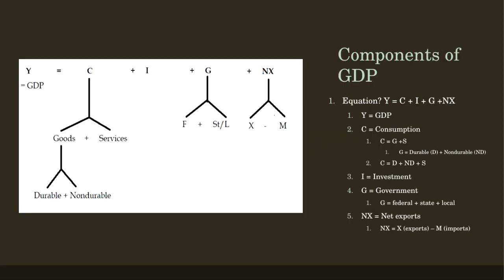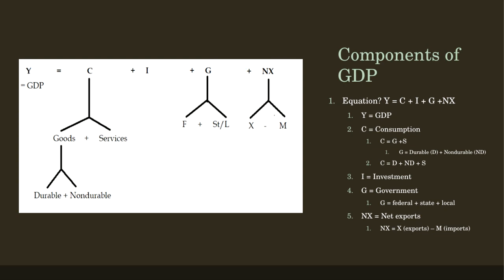So the components of the GDP. Now you might be saying, wow, this looks a little tricky. Like, what do we have going on here? Let me break this down. So simply put, our equation for GDP is as simple as this. It is Y equals GDP. So Y is our stand-in for GDP equals consumption plus investment plus government spending plus net exports. So this top equation, Y equals GDP equals consumption plus investment plus government spending plus net exports, that is simply put the equation for GDP.